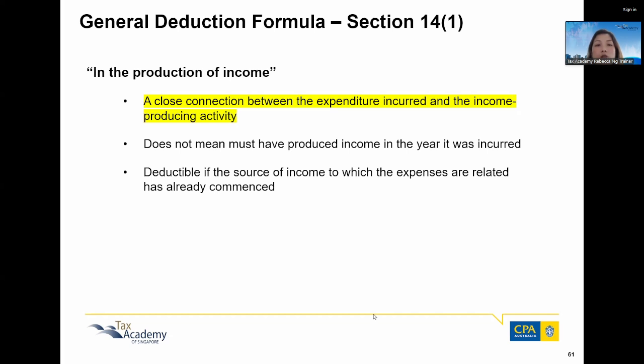So, the general section formula says that the expenditure must be incurred wholly and exclusively in the production of income. This is the general formula. If the expenditure doesn't fall under the general formula, we look at Sections 14A to 14ZF to see whether the expenditure falls under the provisions of those sections, and whether it can qualify for deduction under them.